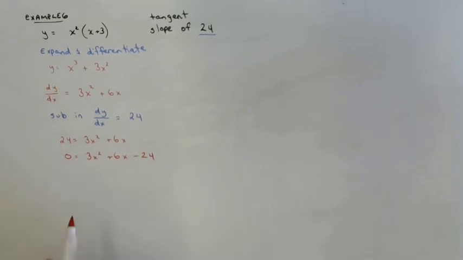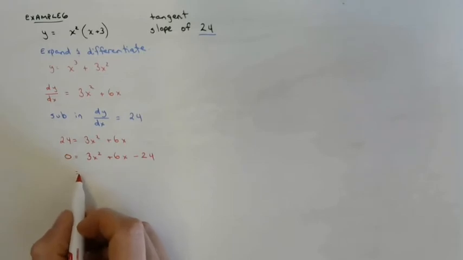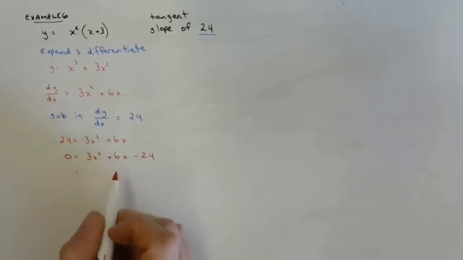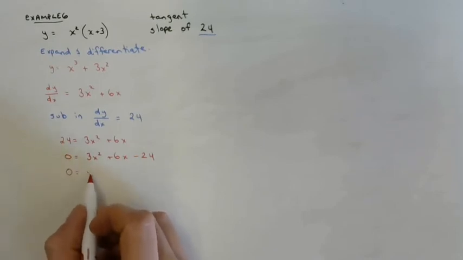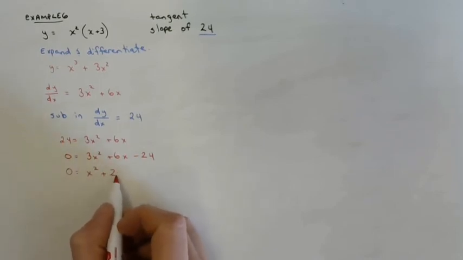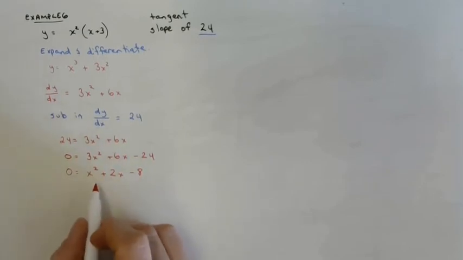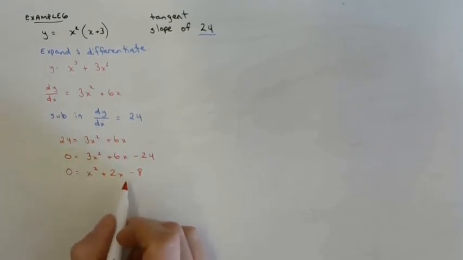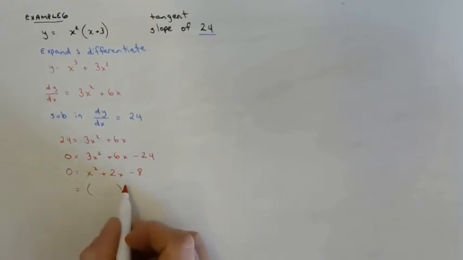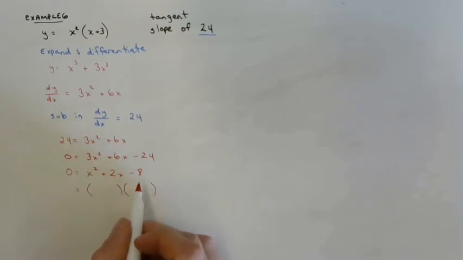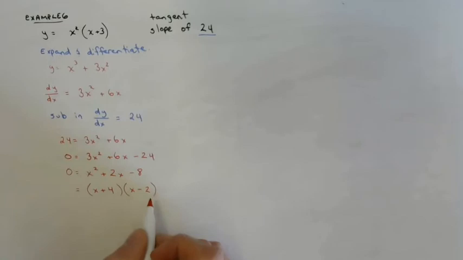And now I'm factoring to solve. I notice a common factor of 3 in each of these terms, so I'm going to divide each term by 3. Conveniently, when I divide 0 by 3, it's still 0, leaving me with x squared plus 2x minus 8. And now this I can factor using sum and product. I'm looking for two numbers that will add to positive 2 and multiply to negative 8. That's going to be x plus 4, x minus 2.